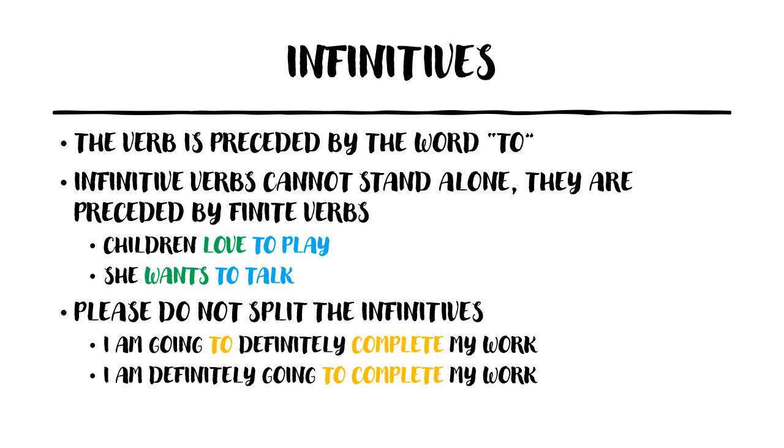Infinitives are a type of non-finite verb and are often easy to see because they are preceded by the word to, which means the word to comes in front of the infinitive verb. They cannot stand alone. They are also preceded by finite verbs. Children love to play. She wants to talk. The words love and wants are finite verbs. Play and talk are infinitives, which we can see preceded in both circumstances by the word to.